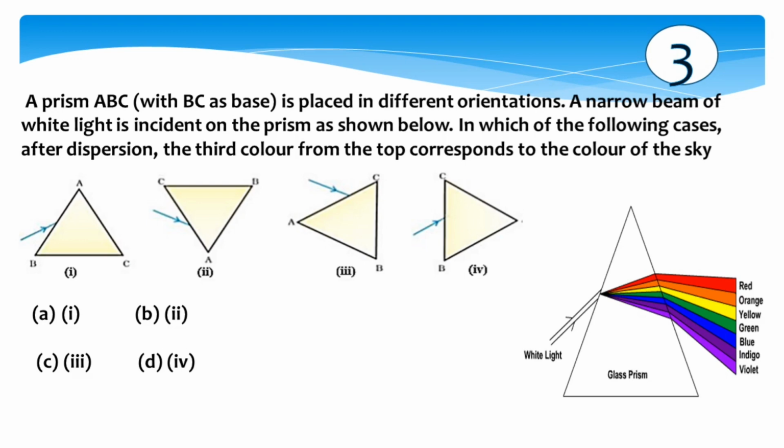In the question, we have been asked to check the third color from the top corresponding to the color of the sky. The color of sky is blue. In this case, the third color from the top is yellow. So option A, that is 1, is not the correct answer.